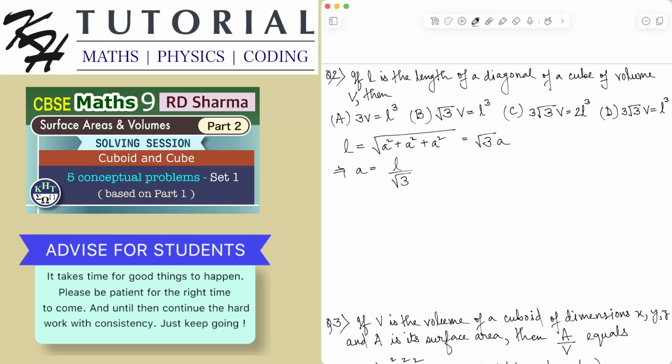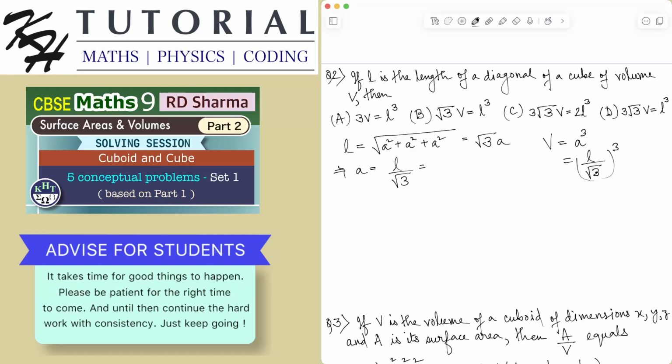Okay, and if the side length of the cube is small a, then what is its volume? Volume we know is a cube. Now I am trying to form an equation between V and L. Now what is A? I have already found A to be L by square root of 3, where L is given to be the length of the diagonal of the cube. So now V equals A cube. I will substitute the value of A as L by square root of 3, this cube.